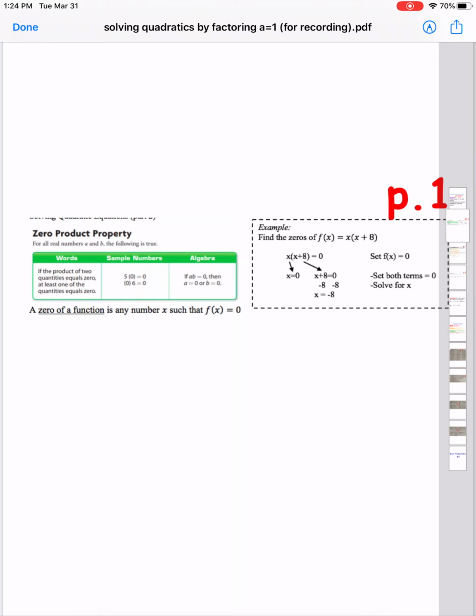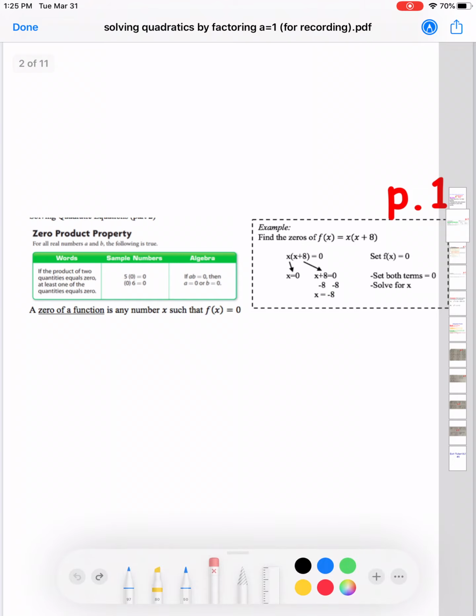Okay, so after reading through this, the zero product property basically is a fancy way of saying that if I have two numbers that I'm trying to multiply together and the answer is 0, it's saying that either this number or this number here could be 0, because we know that anything times 0 just gives us an answer of 0.